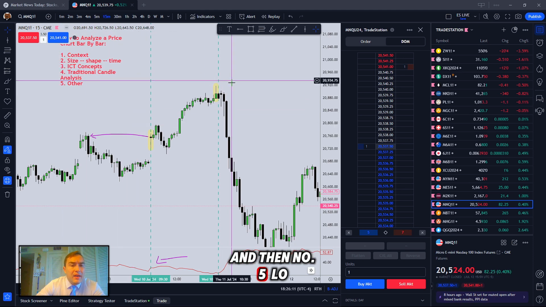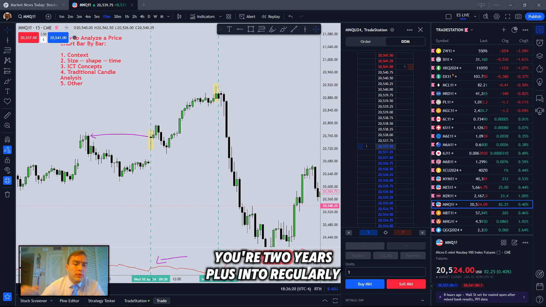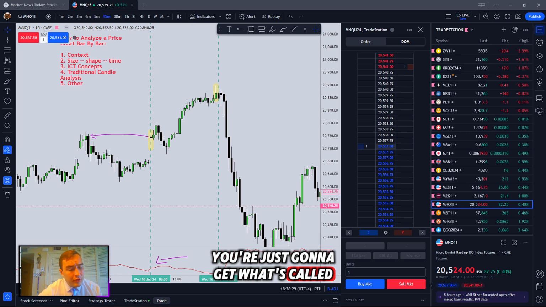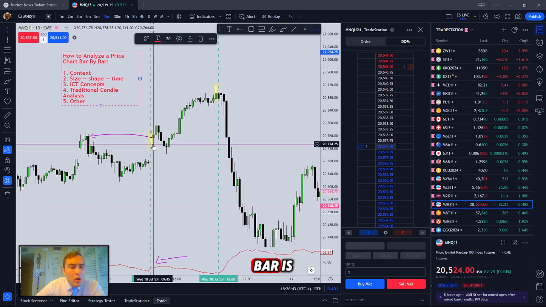And then number five, guys, look, as you day trade longer and longer, so let's say that you're six months, one year, two years, or two years plus into regularly day trading, regularly studying price charts, you're going to get a feel. You're just going to get what's called a discretionary feel for where you think the market is likely to go. That is going to go into it. So, personal feel.